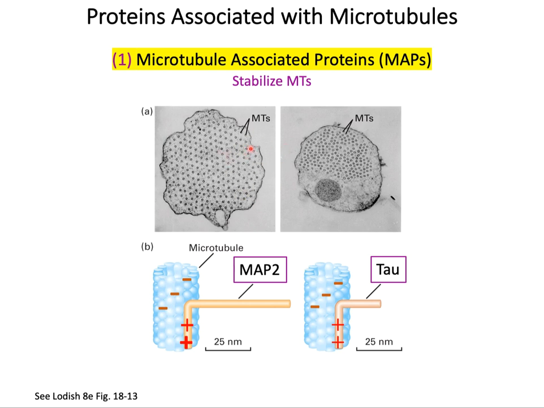Here's a microtubule bound to MAP2, which has a much longer spacer arm than tau, and you can see that the microtubules that are bound by tau are much closer together. So it's pretty clear how MAPs can space and organize the microtubules in the cells. So these are the different functions of the MAPs and the taus.